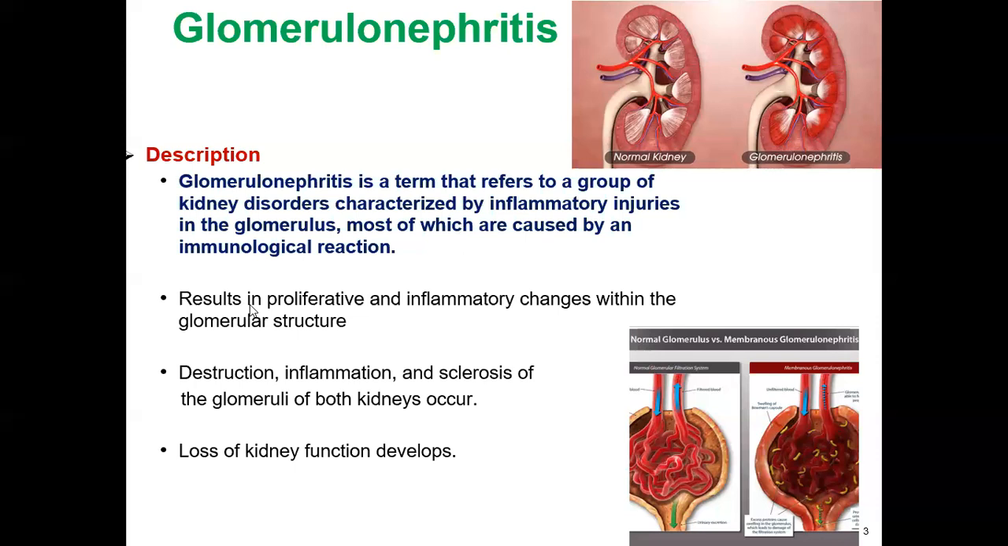This results in proliferation and inflammatory change within the glomerular structure. Destruction, inflammation, and sclerosis of the glomeruli of both kidneys occur. Loss of kidney function develops.